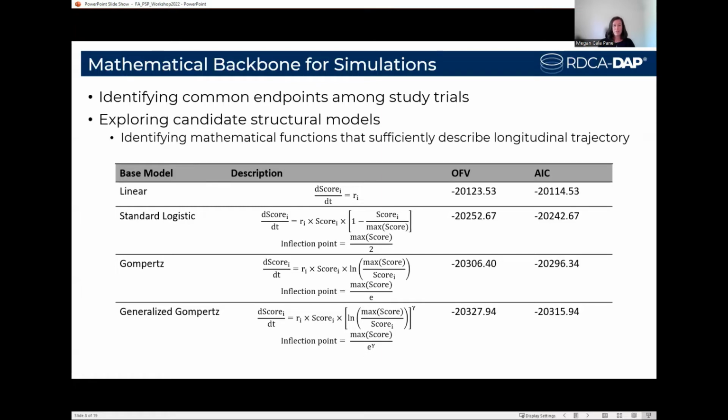So I'm not going to go into detail on these different types of base models or the specifics of these equations, but here are some examples that were chosen for the models in Friedreich's ataxia. And when we test these models, we can use various metrics, such as the objective function values and AIC. And these metrics quantify how suitable these various models are in being able to describe and capture the trend of the population.